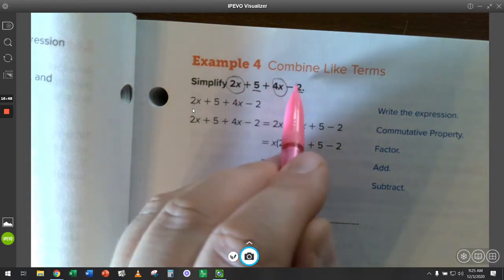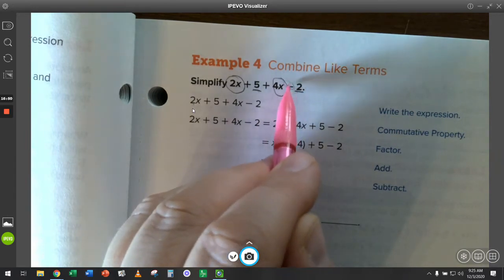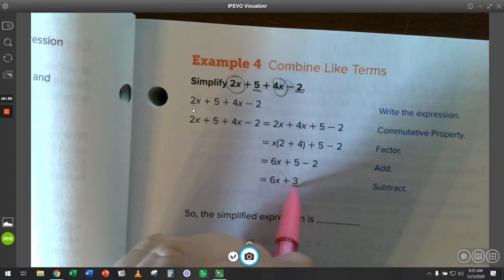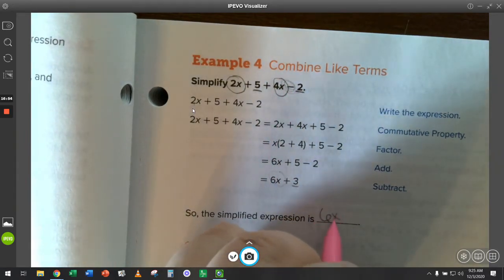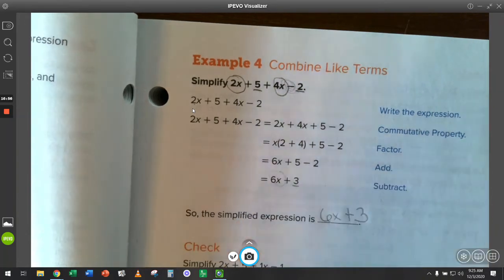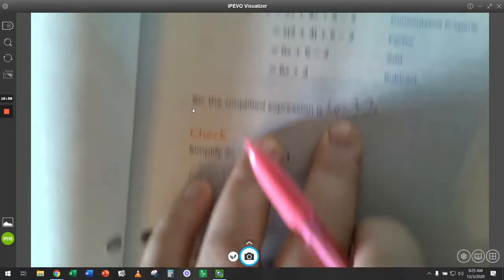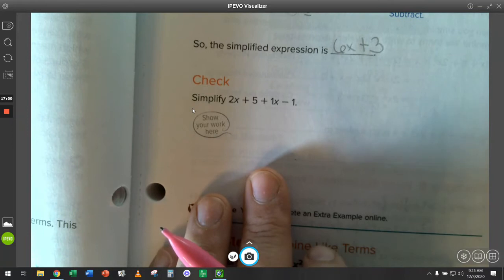5 minus 2, because there's a minus sign, we have to subtract 2, would be 3. So the expression combined with like terms would be 6x plus 3. So let's go ahead and try this here.